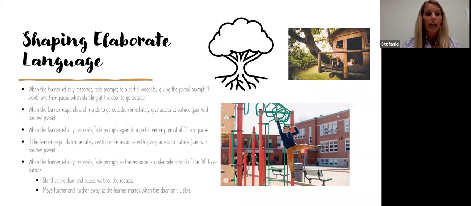When the learner reliably responds, we're going to fade the prompts so the response is under the sole control of the MO to go outside, and they're just standing at the door wanting to go outside. Now we're going to fade all vocal prompts and wait for them. Then they'll say, I want go outside, because we've trained them to do that. We've used successive approximations to train them. Then you can move further and further away from the door, to where the door is no longer in sight, and they mand to go outside when they're away from the door. The MO is just to go outside, and they don't even have the nonverbal cue of the door to prompt their language.